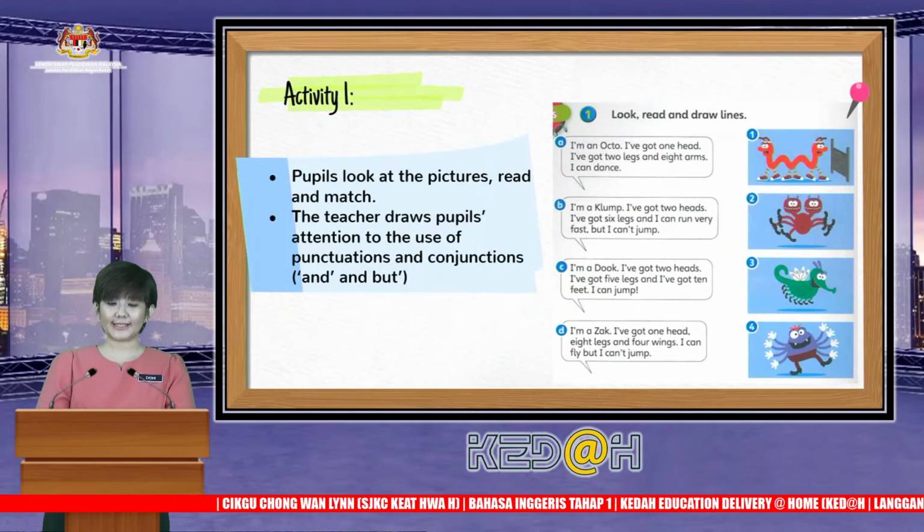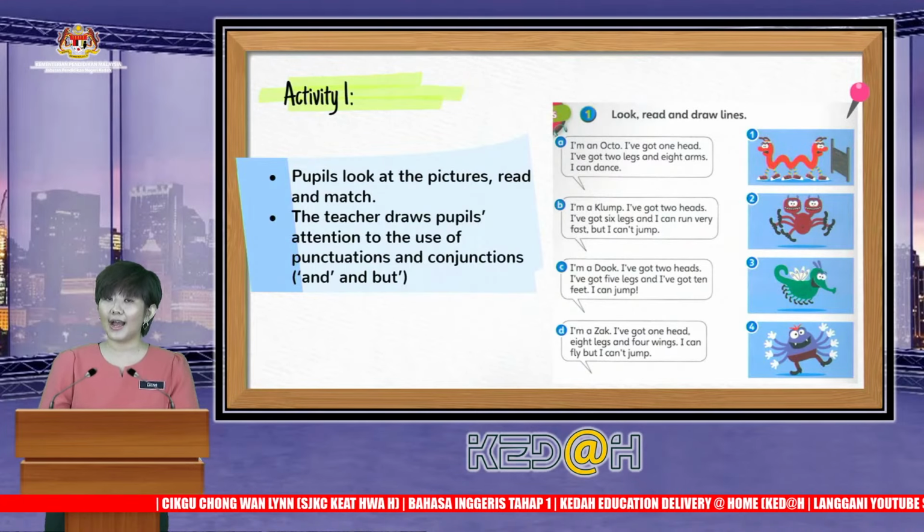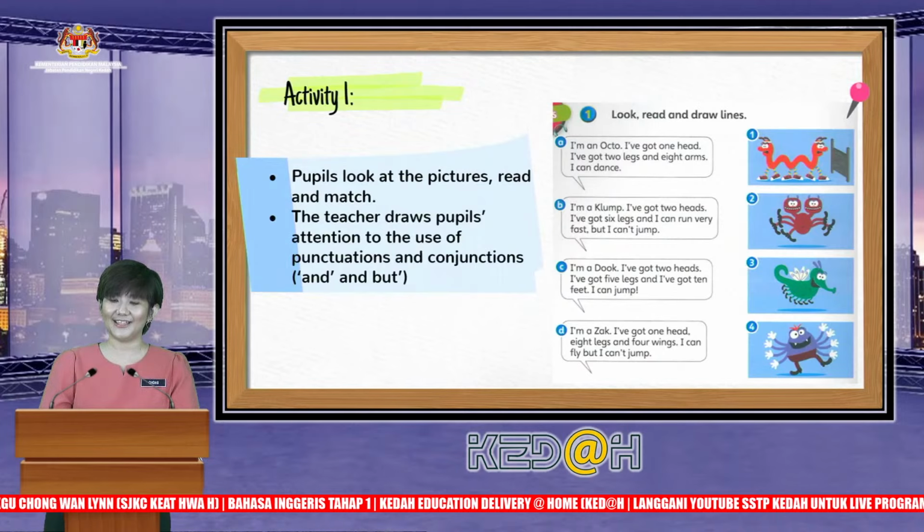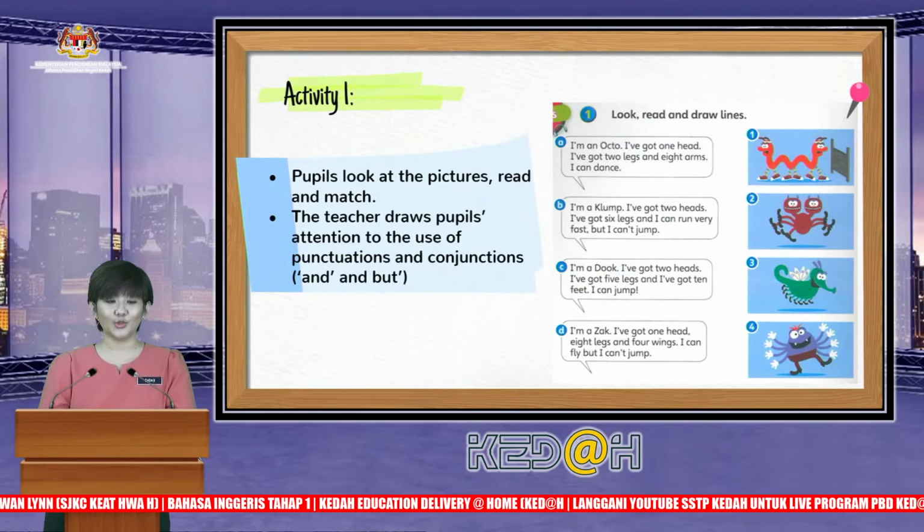Since we are really focusing on classroom assessment today, I will lead you directly into the lesson delivery section. For the pre-lesson, you may choose to revise the vocabulary for body parts with your pupils or other activities you deem fit. So let's go to activity 1.